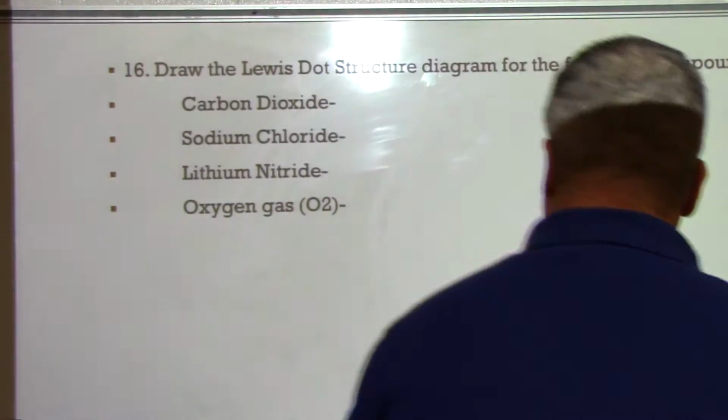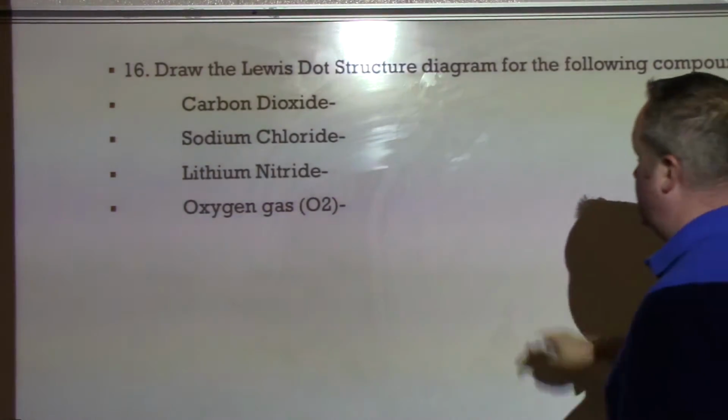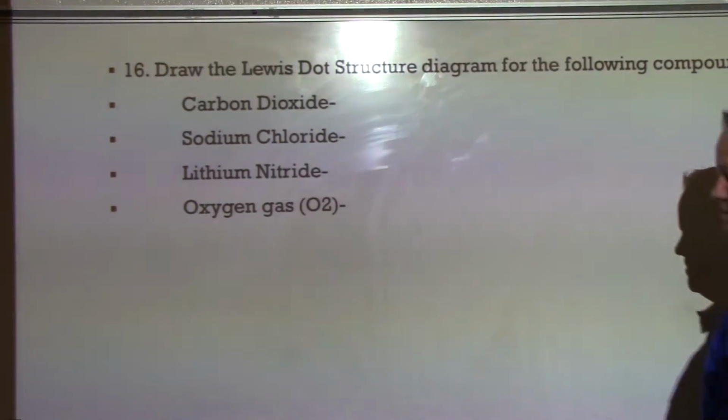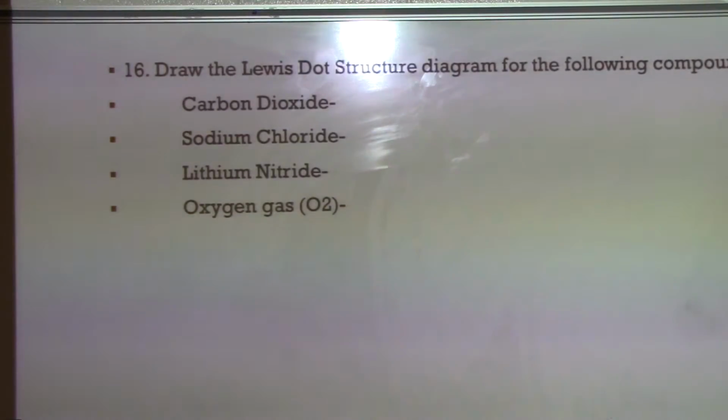All right, welcome back to part two. Today we're going to be continuing with the study guide where we left off. So looking at Lewis dot structure diagrams for these elements. This is all about making sure that we have the valence electrons displayed.